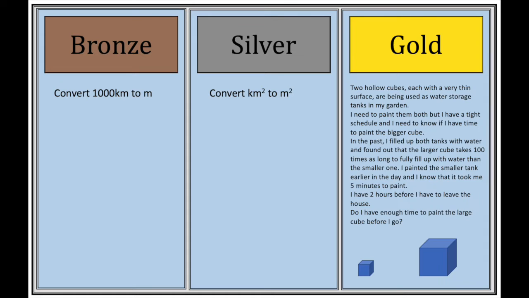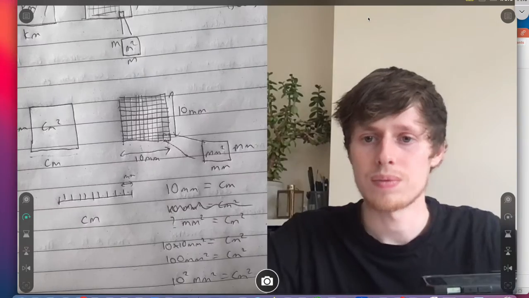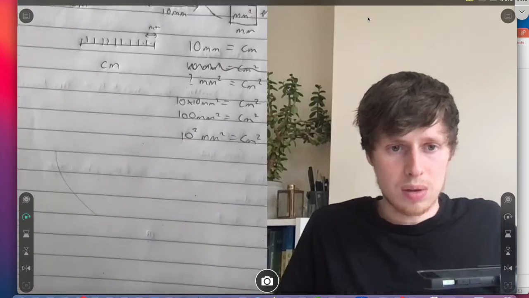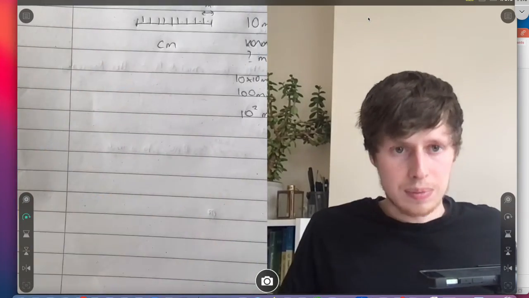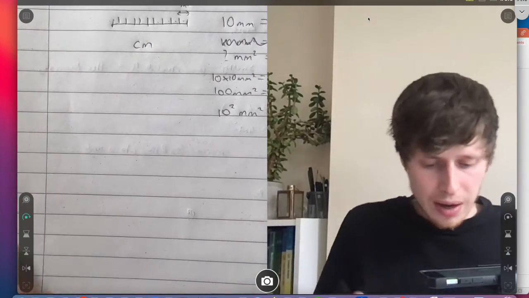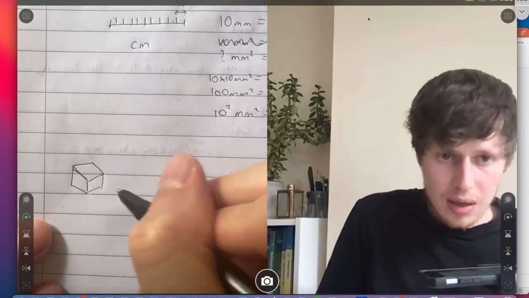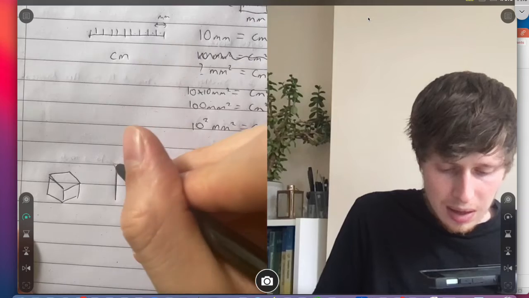So there's a lot going on here. So let me just draw. Let's move my camera down slightly. Okay. So I have 2 cubes. Let's say a really small one, and then a really big one. Okay. Now they're both cubes.